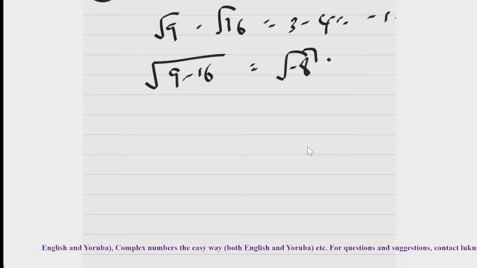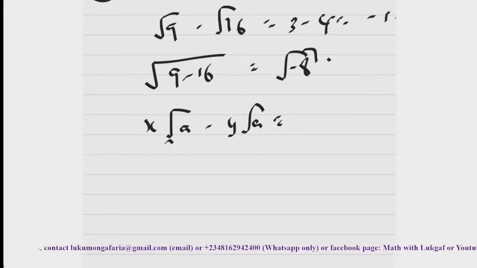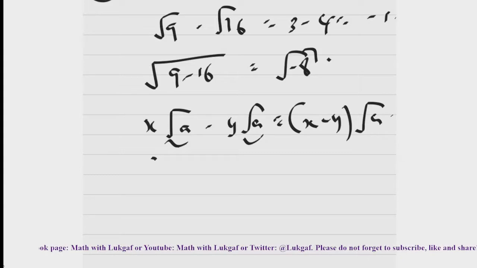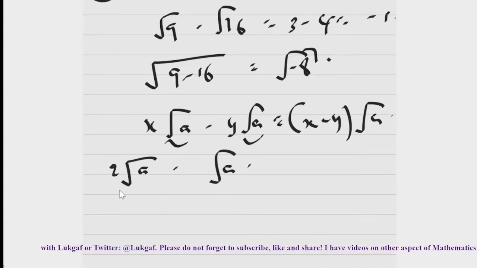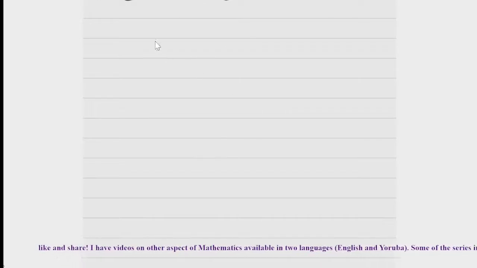But you can as well have the same radical. You can subtract the same radical from each other, with their coefficients. For example, when you have x root a minus y root a, you can see they have the same radical. It's like having a pen and another pen. So this is going to give me x minus y root a. Likewise, when you have 2 root a minus root a, that is 2 pen minus a pen, which gives you root a. In general, don't forget these are the laws.